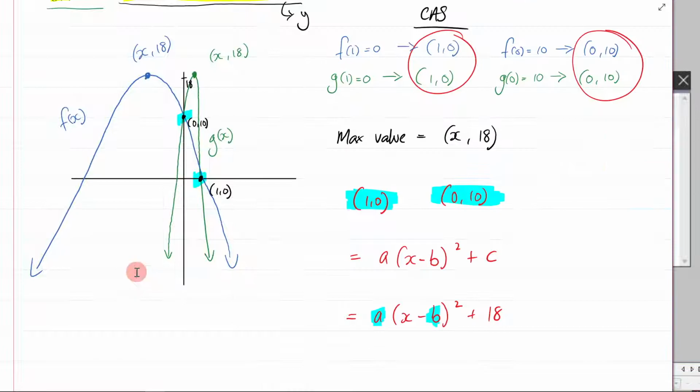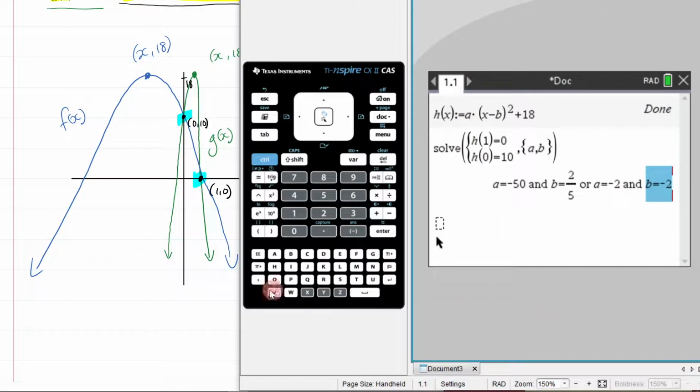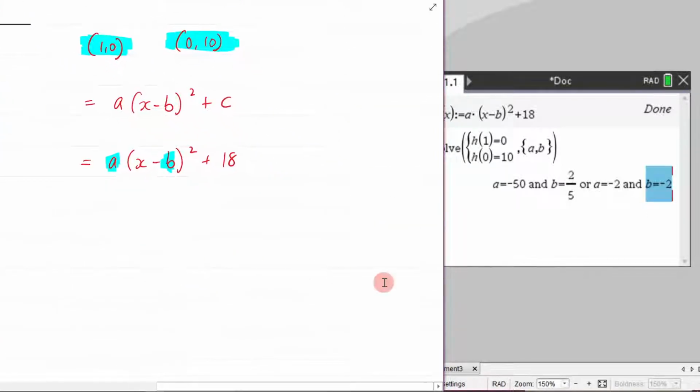So if we just come over here for a second. All right, so now I've got all the information I need. So I can say that f of x is equal to, now instead of a, I'm going to say negative 50, (x minus, instead of b, I can say 215).